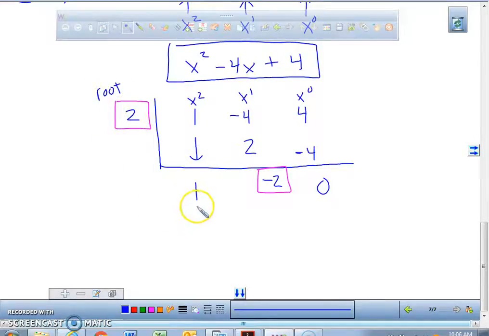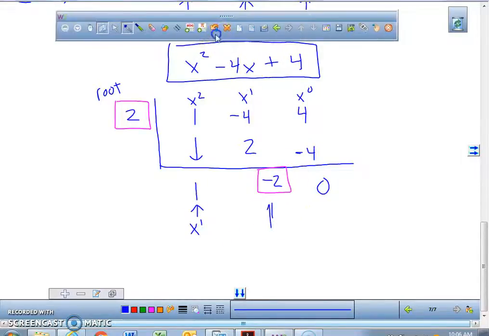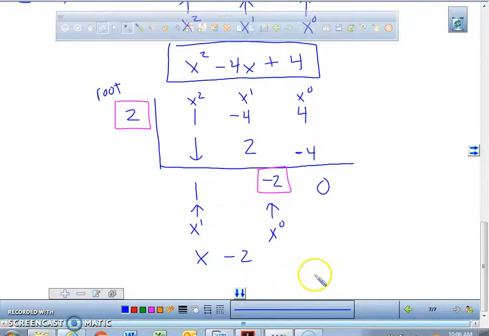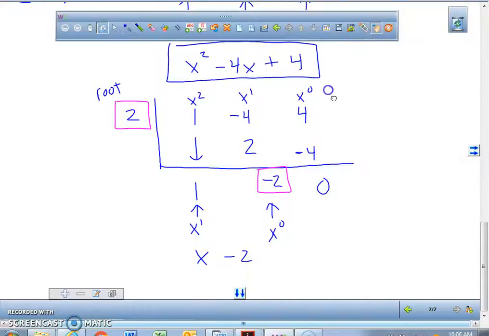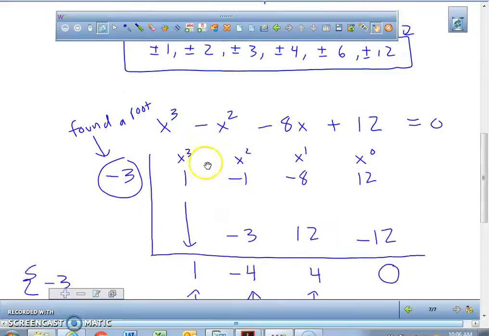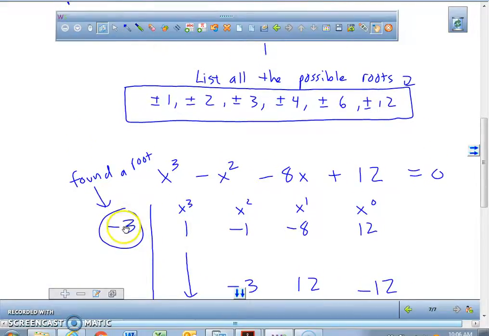And what does this right here represent? This represents x to the first. This represents x to the 0. So we have an x minus a 2. So right now what I'd like us to do is list all the factors together. Our very first factor, we're going to take this -3 and make our first factor.